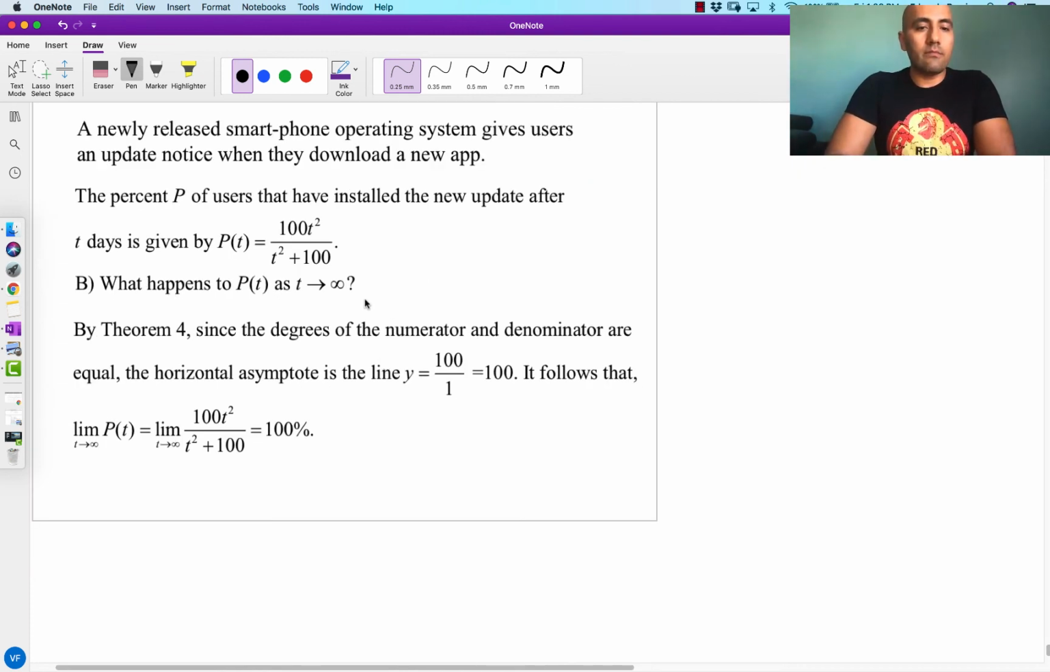According to the theorem, the degrees of the numerator and denominator are equal. They both have a 2. This is a 2, this is a 2. And so, according to our theorem, this is going to converge toward the division of the two coefficients, which is 100 over 1. So I can tell that the limit as t goes to infinity of this function is going to grow toward 100%. Good. So as the number of days grow toward infinity, slowly but surely, eventually, the percentage of people that upload or update their phone will grow toward 100%.